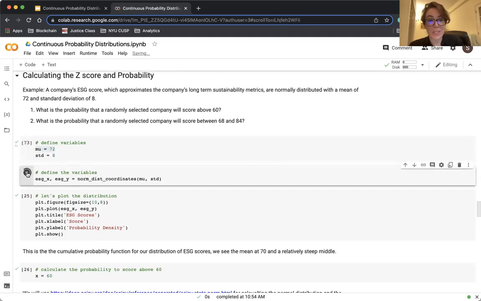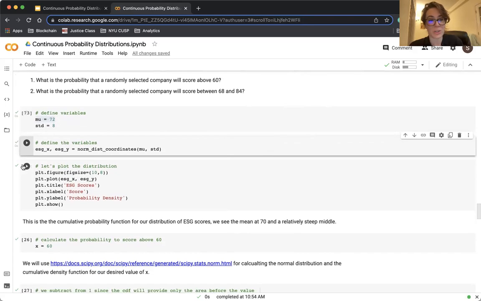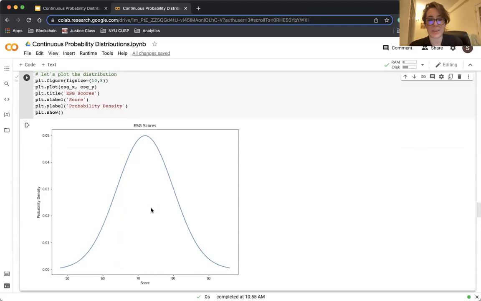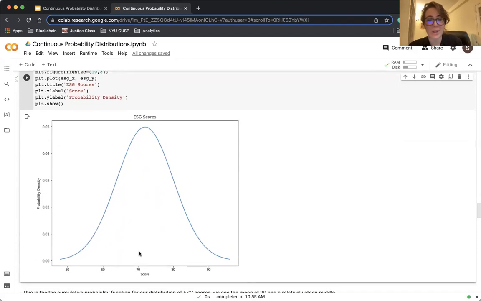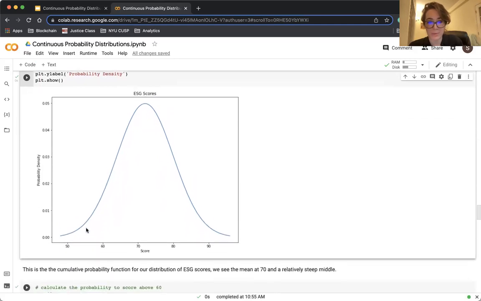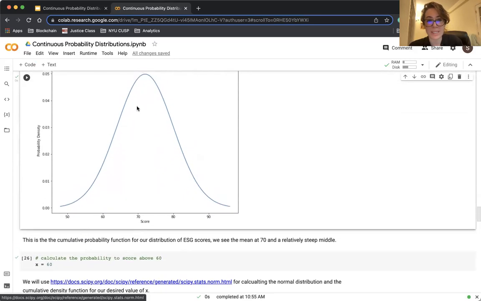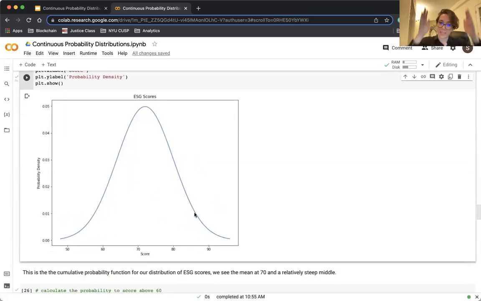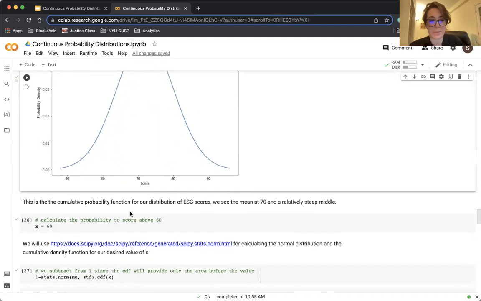So first, we can use that function I walked through before when we were looking at the age, just to get a good sense of what this might look like, where similar to that graph I drew out by hand, we see the average right in the middle at 72, and we can start to see these tails of where a company might perform. And because of that standard deviation being 8, it's a relatively steep middle, where most of the companies would probably fall between these parameters.